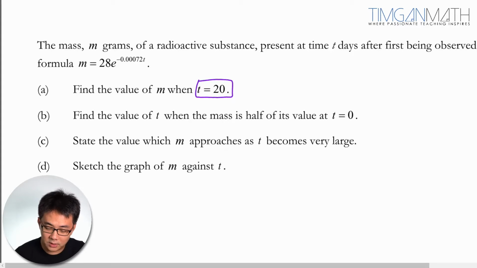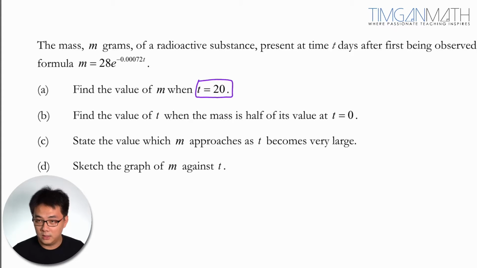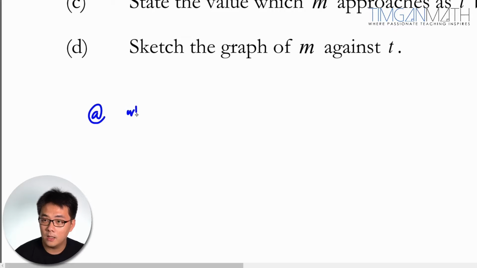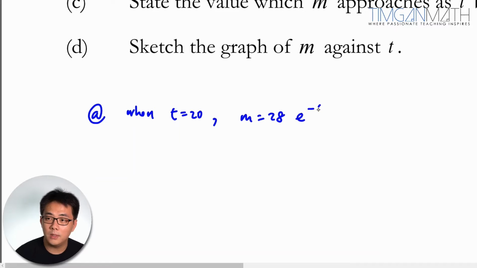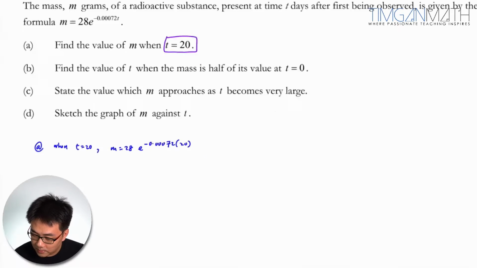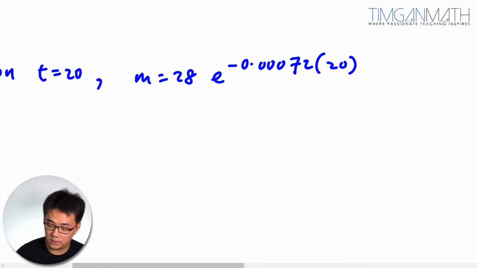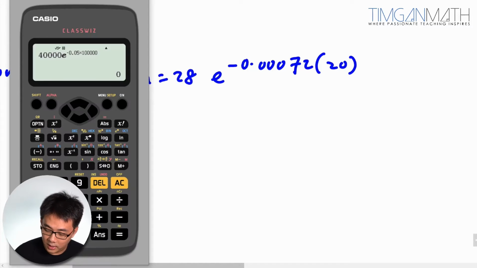Basically what you need to do is just replace this expression in. When t equals 20, m equals 28 e to the power of negative 0.00072, count how many zeros there are, times 20. Once we get this in, we just use the calculator to calculate. Make sure you're able to key in the calculator proficiently. It's part of the skill that you need to know. So this is negative 0.00072 times 20.